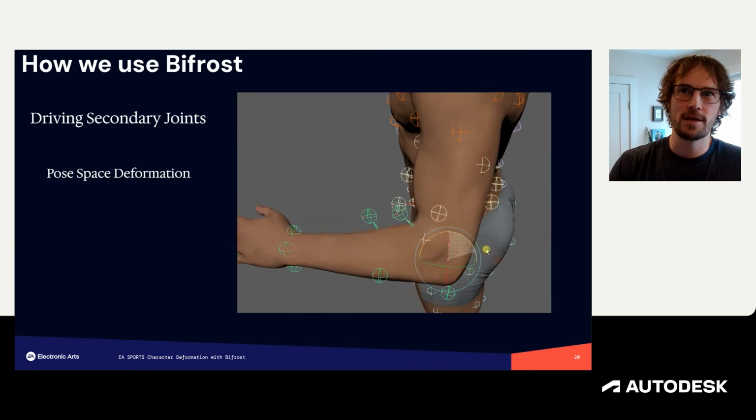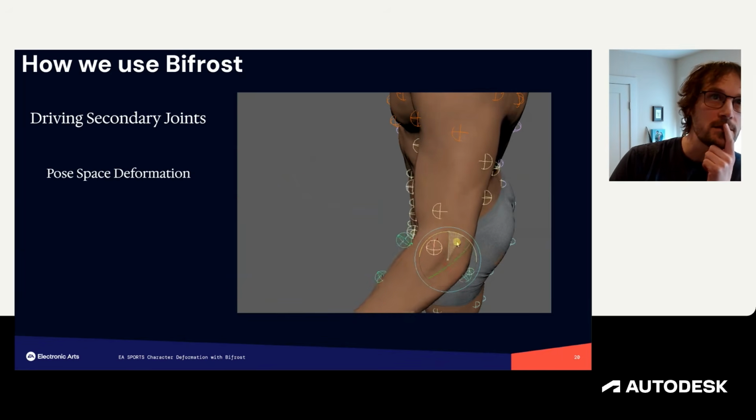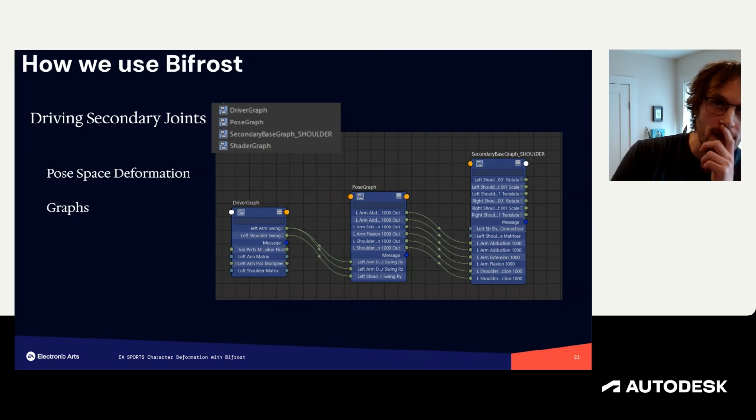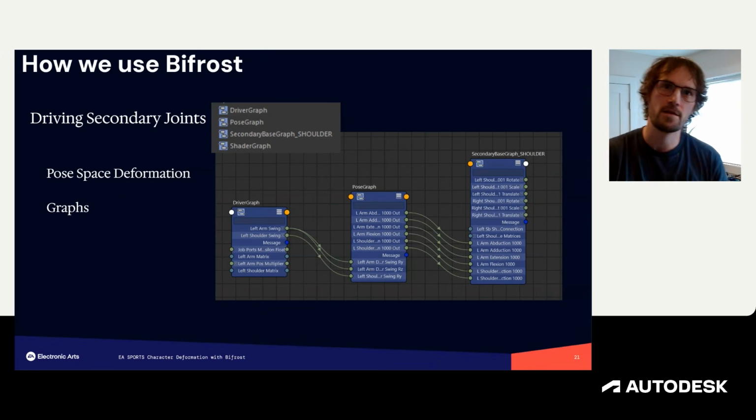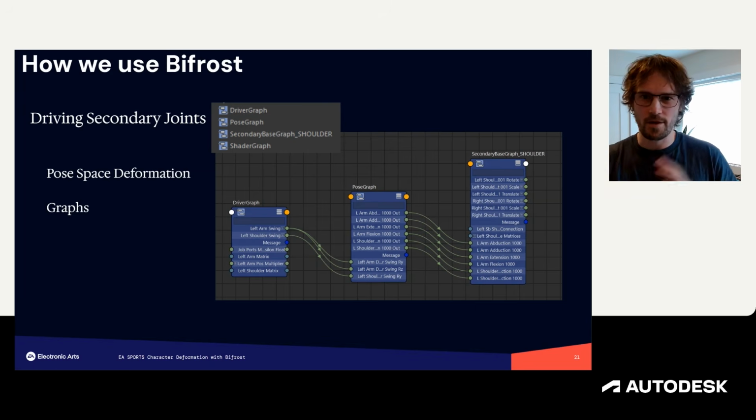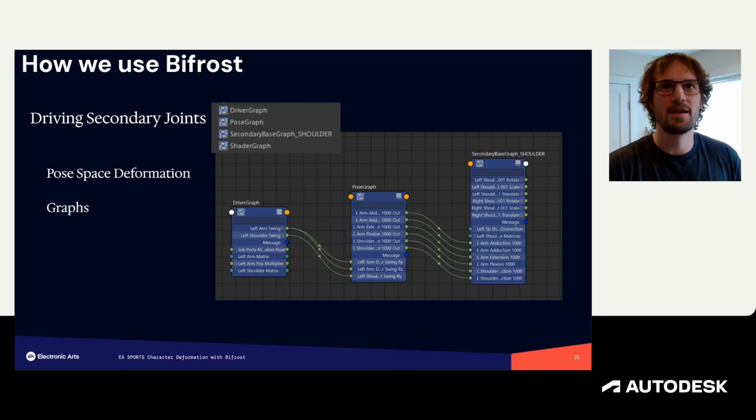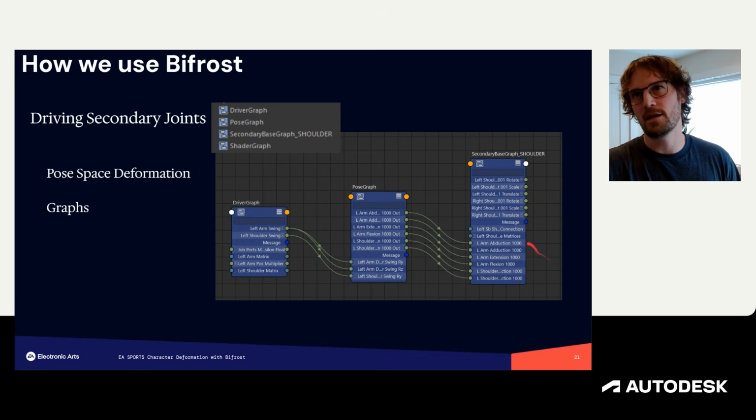So I'm going to go into next how we use Bifrost to do this. We have these graphs set up where our concept is we have a driver graph. In this case, these are Bifrost boards or graphs. I'll probably say board and graph intermittently, like interchange those. But these graphs are here. We've got our driver graph, our pose graph, and then a secondary base graph.